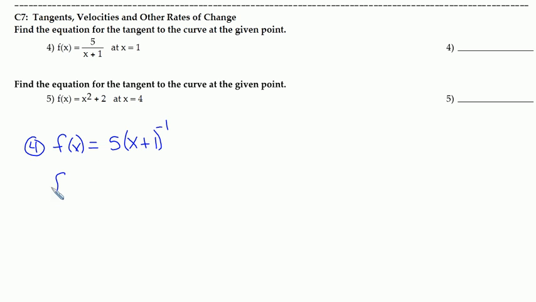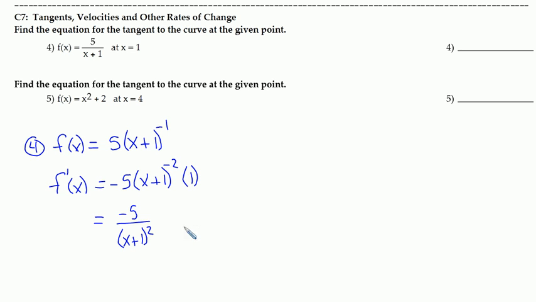So the derivative with respect to x is -5, or -1 times 5 is -5. Keep the x plus 1. Reduce the power by 1, so I'm at -2, and then multiply by the derivative of the inside function. The derivative of x plus 1 is just 1, so that's pretty simple to follow the chain there. So I'm going to get -5 divided by x plus 1 to the second power. So there's my derivative for number 4.